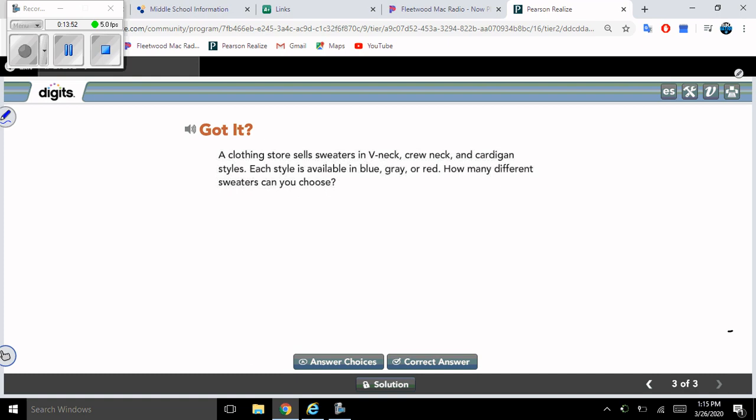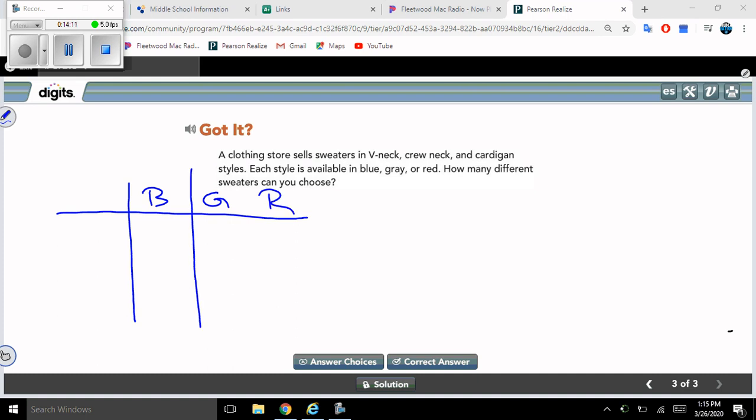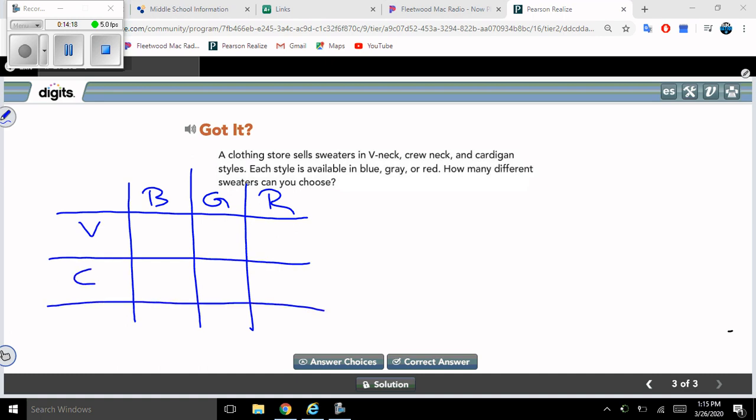A clothing store sells sweaters in V-neck, crew neck, and cardigan styles. Each style is available in blue, gray, or red. How many different sweaters can you choose? So again, if you were to set this up, you could do it like this. You could say, all right, I've got sweater colors, blue, gray, red. And then over here I've got V-neck, crew neck, and then cardigan. So they made it a little difficult here with our cardigan. Let's use the letter D to represent cardigan.